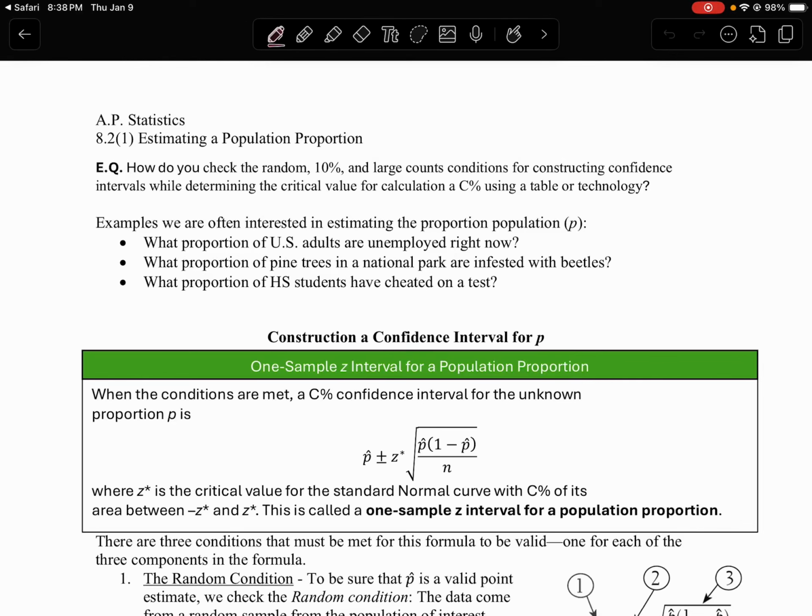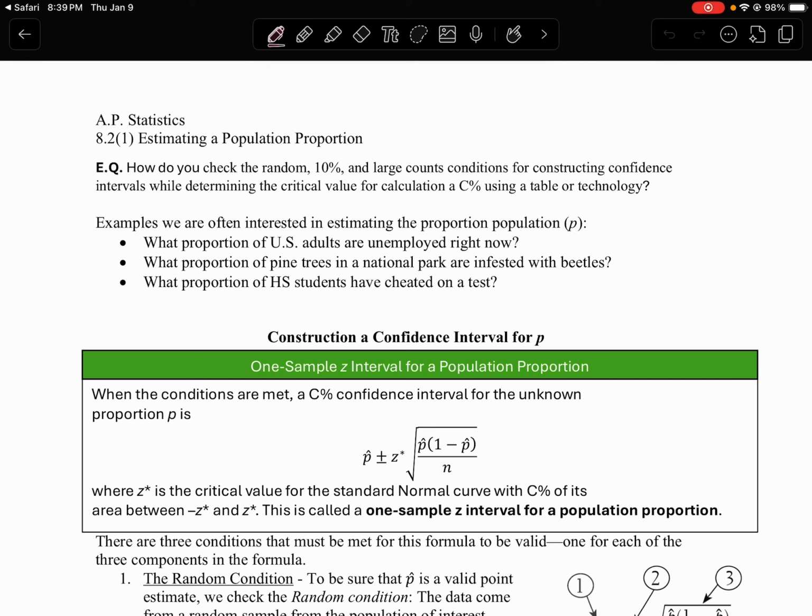All right, today's lesson is 8.2 and it's estimating a population proportion. So 8.1 dealt with understanding and learning what confidence intervals are and how to interpret them. And today we're going to focus on how to construct a confidence interval both by hand and on the calculator, and then take a look at sample size for margin of error and just get into margin of error a little bit. So let's go ahead and get started.